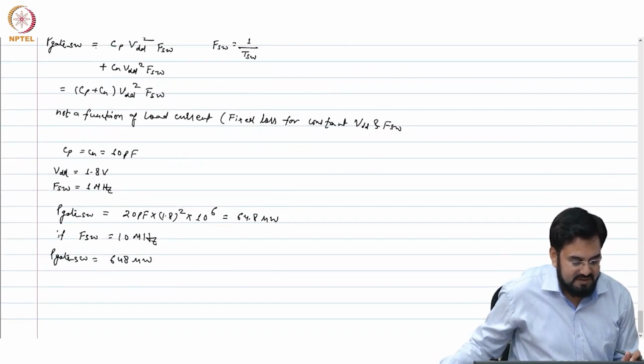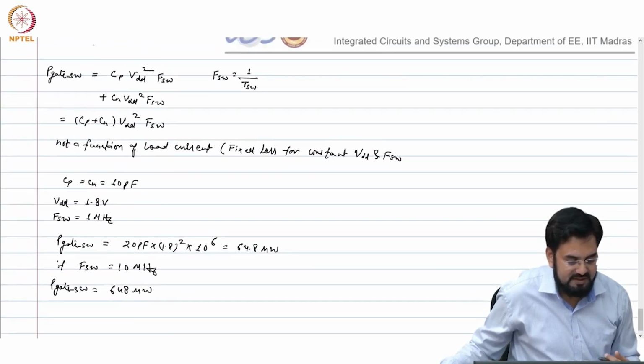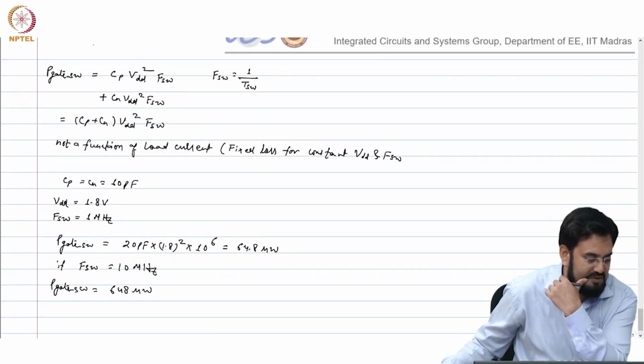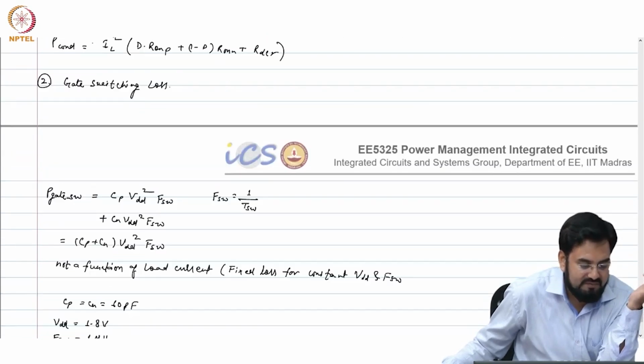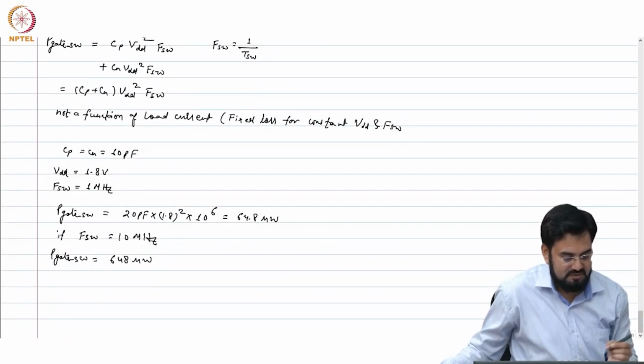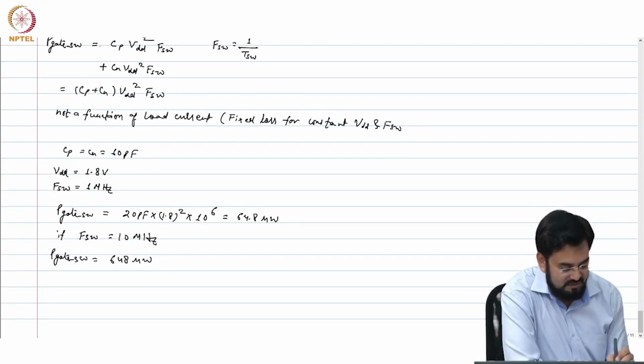What could be the other way? So one way, okay, you reduce the frequency. What could be the other way to reduce these losses? Cap. We can reduce the cap. How can we reduce the cap? So we can change the size of the power FET.